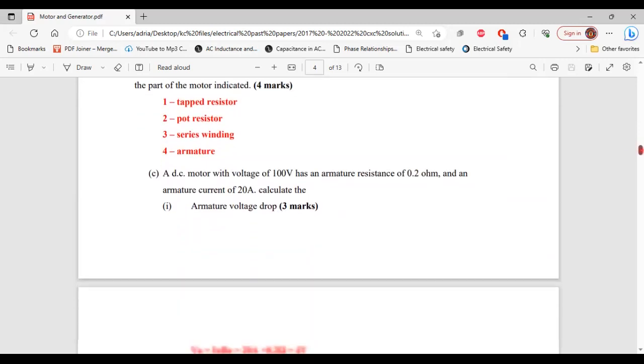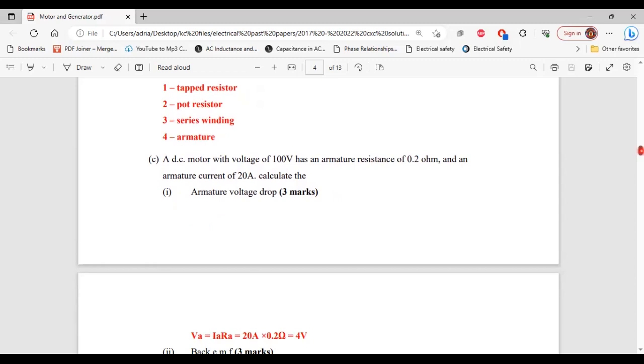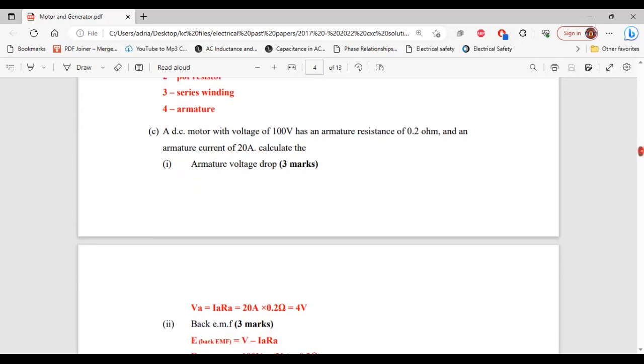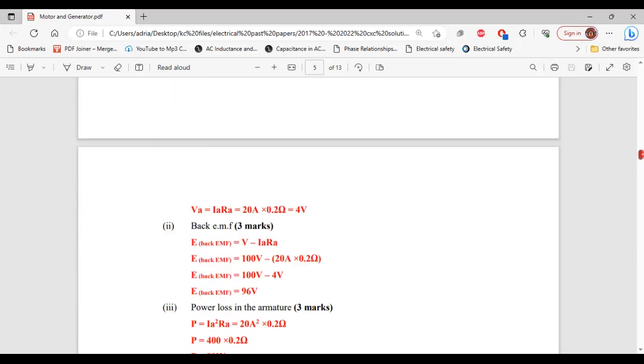For part C, it says a DC motor with voltage of 100 volt has an armature resistance of 0.2 ohm and an armature current of 20 ampere. Calculate the armature voltage drop. So armature voltage drop, which is VA, is equal to IA times RA. That is 20 ampere times 0.2 ohm, and that will give us 4 volt. All right, so that's for part 1.